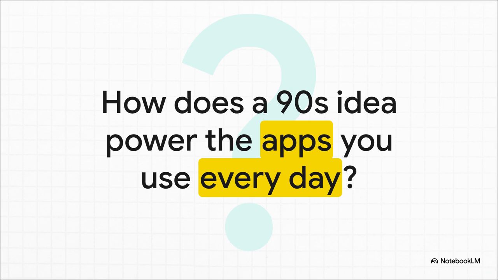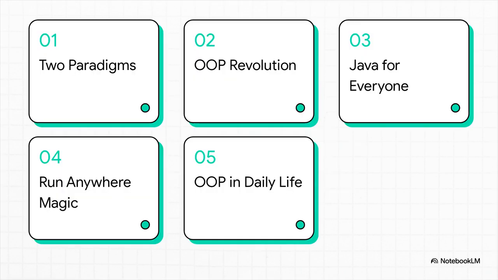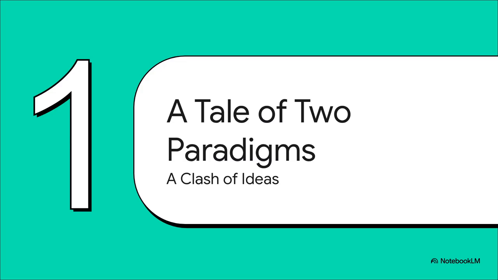Well, let's find out. Okay, so here's our game plan. We're going to start with a tale of two paradigms. What was life like before this big idea? Then we'll jump into the object-oriented revolution itself. After that, we'll see how Java made it something for everyone. We'll uncover its magic trick for running anywhere. And finally, we'll bring it all home and show you where OOP is hiding in your daily life. All right, let's dive into our first part.